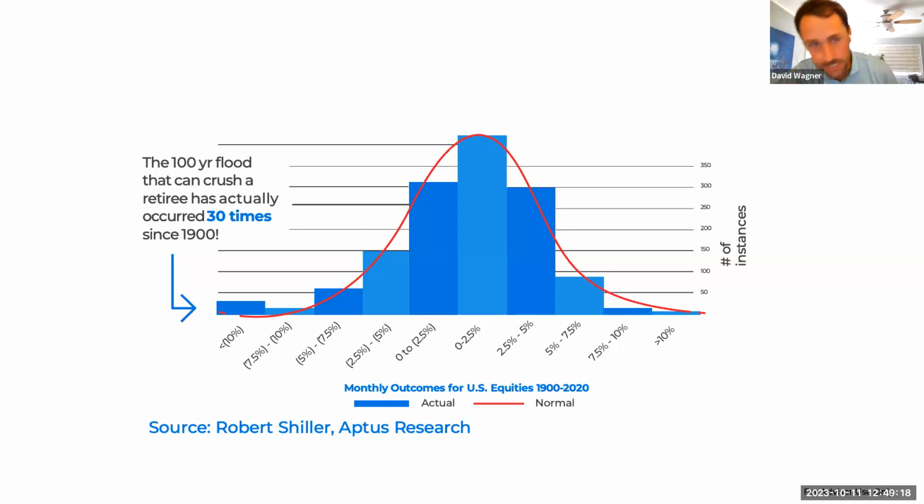And I hate to bring stats into this conversation, but this is a big point. I'm going to be a little bit quicker because we are running out of time. This is a normal bell curve. And if you go back to stats 101, one standard deviation is 68%.